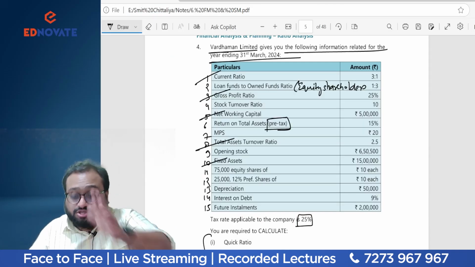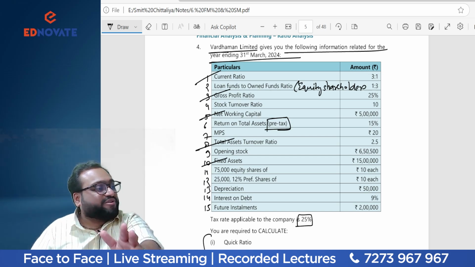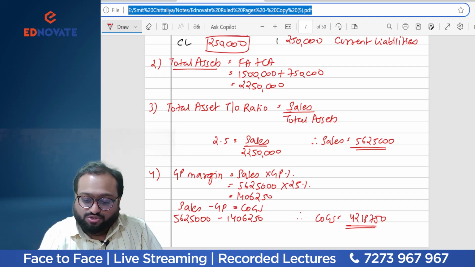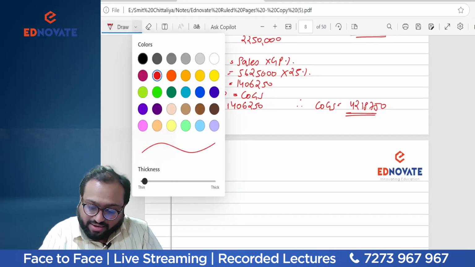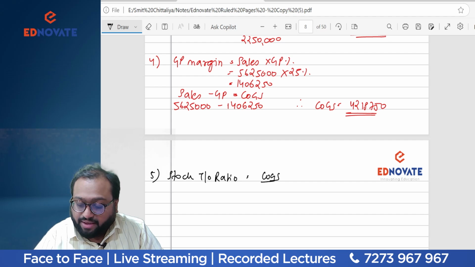Gross profit done. Just below gross profit, I can see stock turnover ratio. And in stock turnover ratio, we require COGS divided by average stock. Superb. Very nice. So fifth item, what will we write down? Fifth item will be stock turnover ratio. And stock turnover ratio is nothing but COGS divided by average stock.